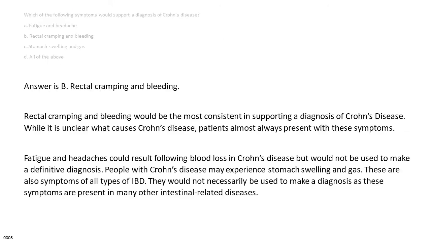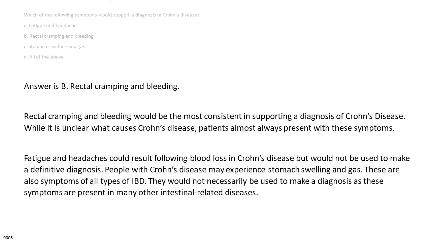Answer is B. Rectal cramping and bleeding. Rectal cramping and bleeding would be the most consistent in supporting a diagnosis of Crohn's disease. While it is unclear what causes Crohn's disease, patients almost always present with these symptoms. Fatigue and headaches could result following blood loss and Crohn's disease but would not be used to make a definitive diagnosis.